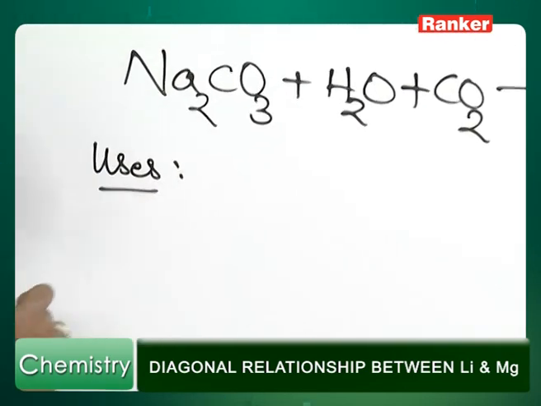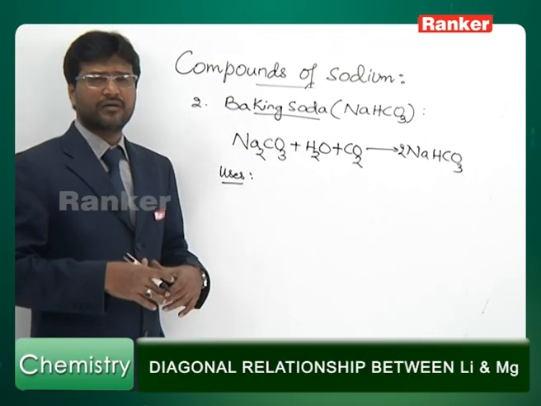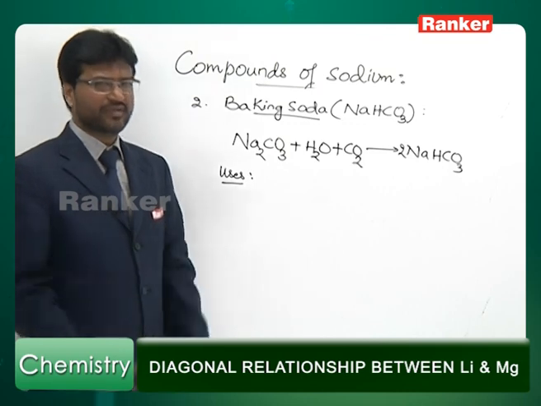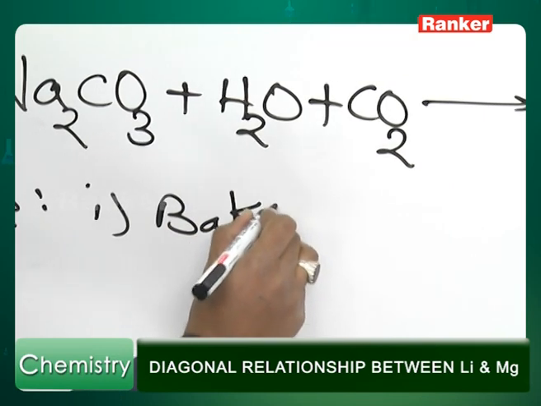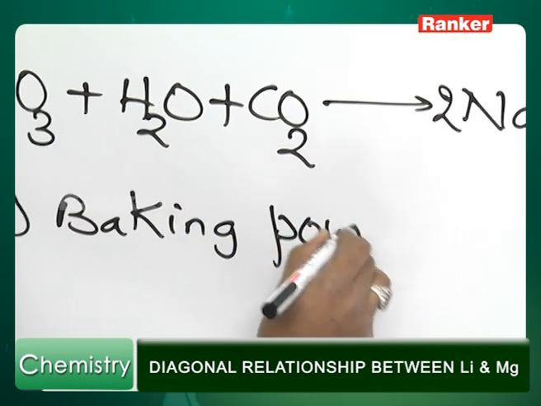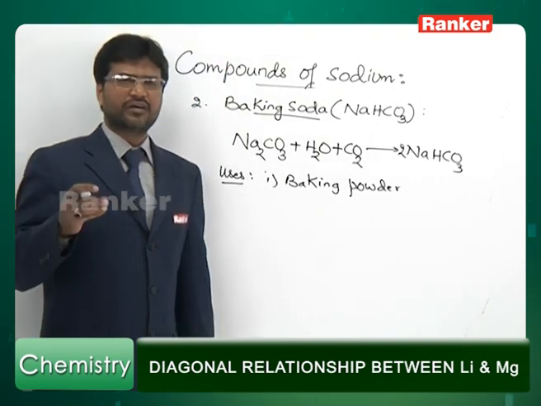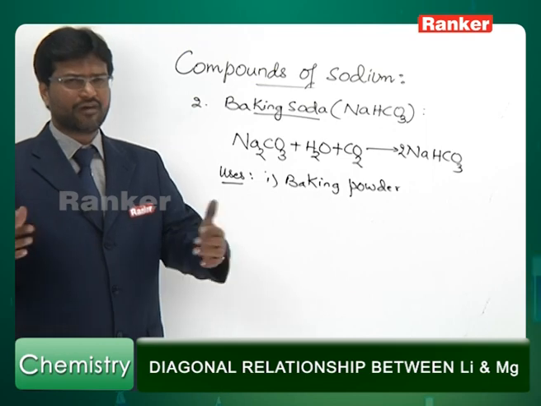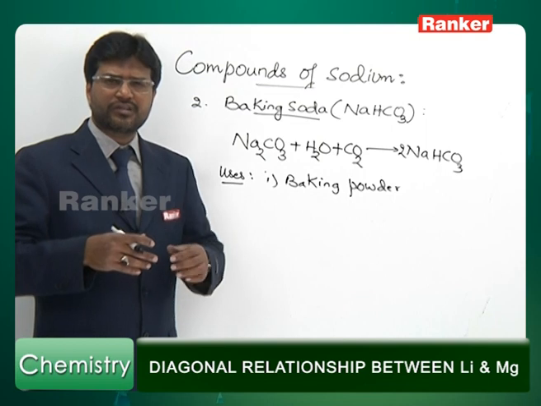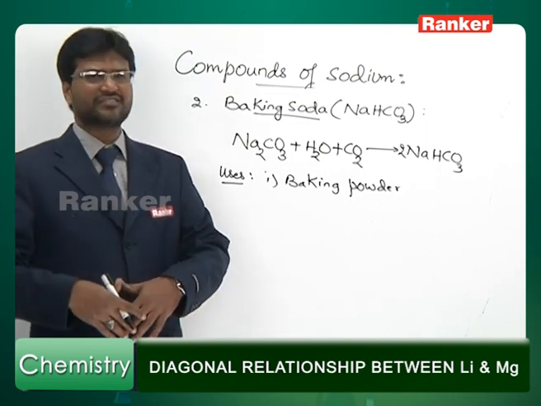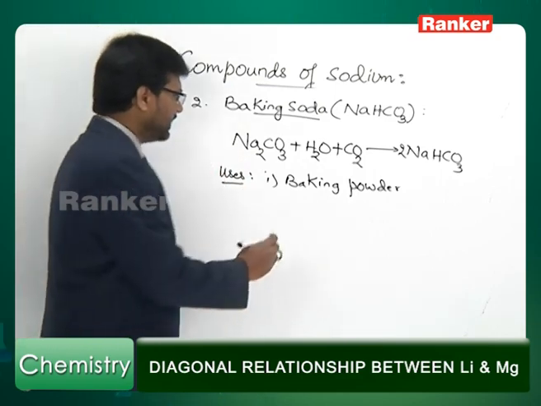As the name itself indicates, baking soda is used as a component of baking powder. Number one is in baking powder. In bakeries, they use it for making the bread or cakes fluffy. When this substance is present in the dough, during baking, carbon dioxide gas is evolved, which comes out and makes the bread or cake fluffy.